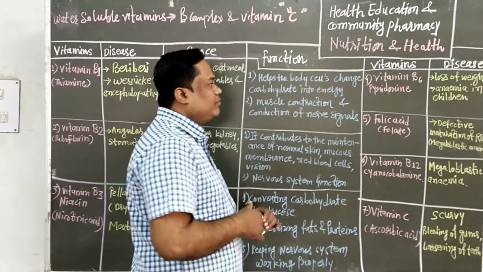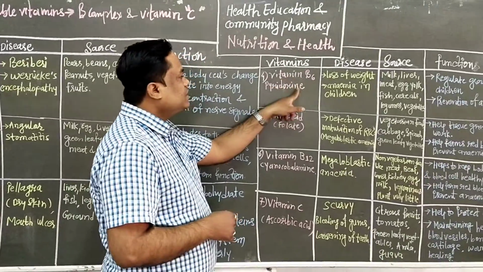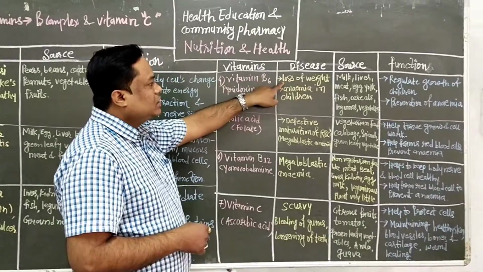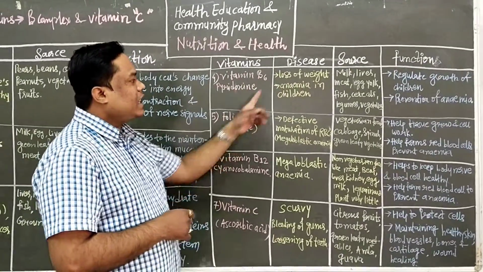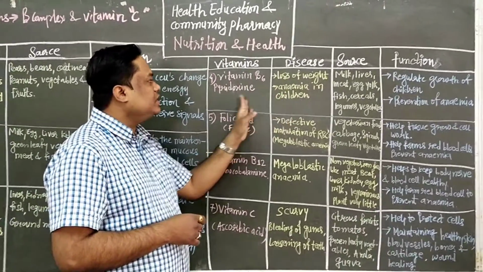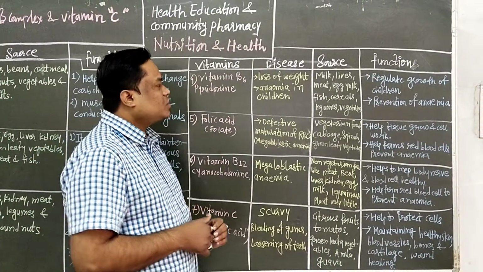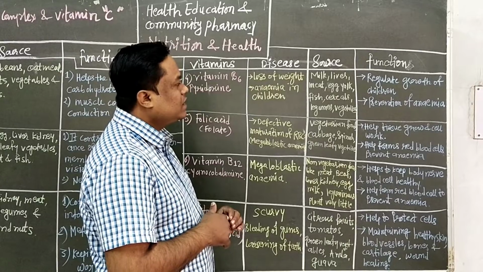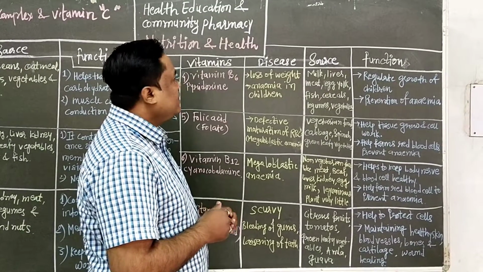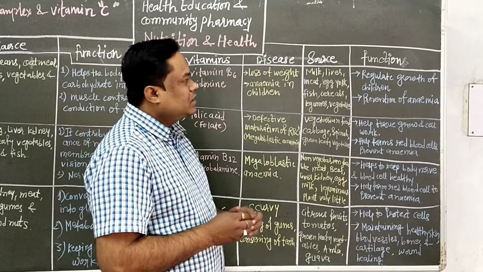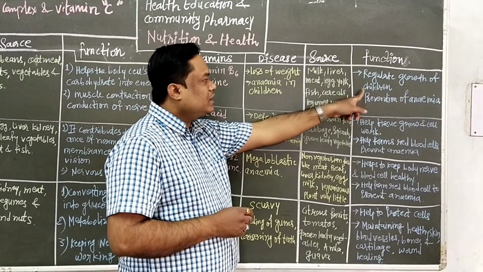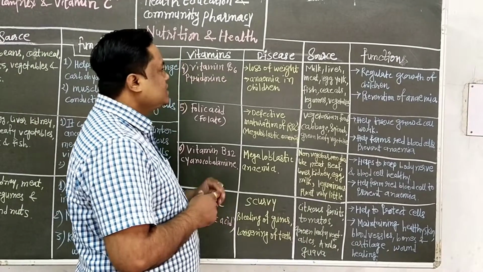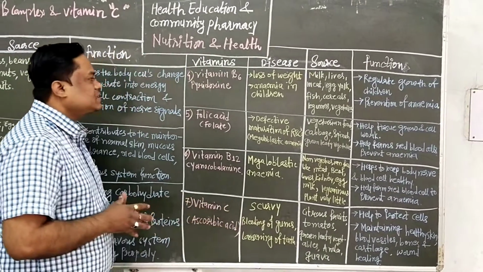Then fourth is vitamin B6, that is called pyridoxine. The disease conditions that occur are loss of weight and anemia in children. These are the disease conditions of vitamin B6. The sources are milk, liver, meat, egg yolk, fish, cereals, legumes and vegetables. And the functions are, first, regulating growth of children, and second, prevention of the anemic condition, that is anemia. These are the functions of vitamin B6, that is pyridoxine.